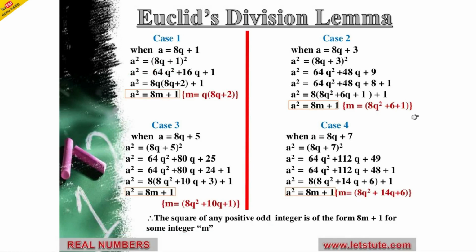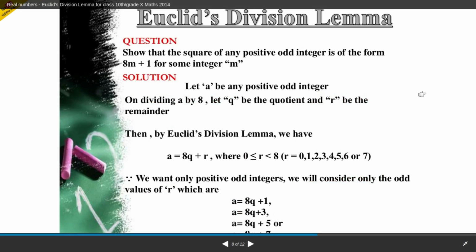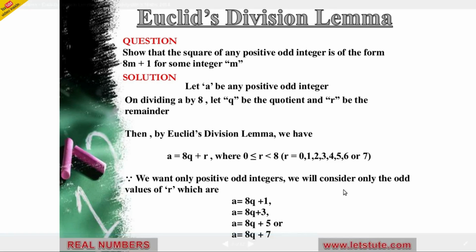So these are the possible values of r. Again we want only positive odd integers. We will see here again 8 is an even number. As a thumb rule, if I multiply any even number with any other number and add it to an odd number, I will get an odd number. So a will become an odd number.